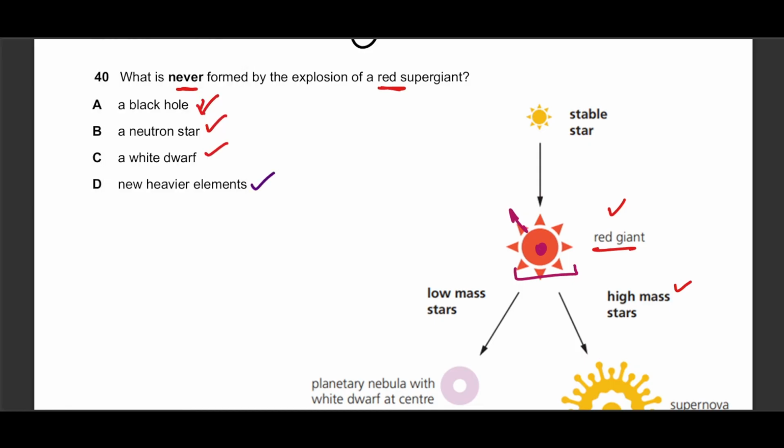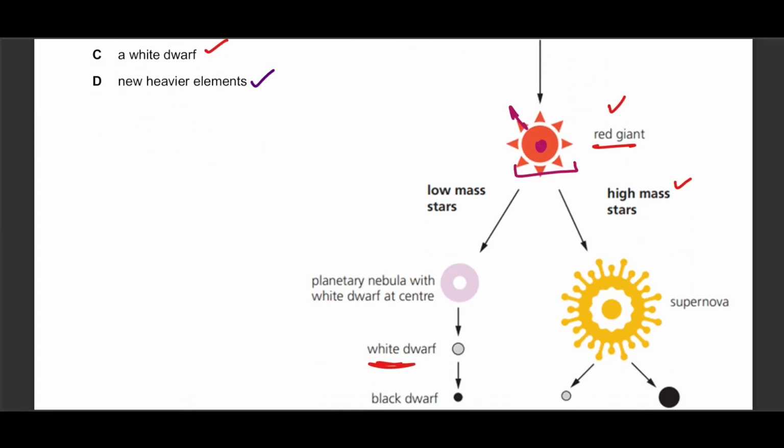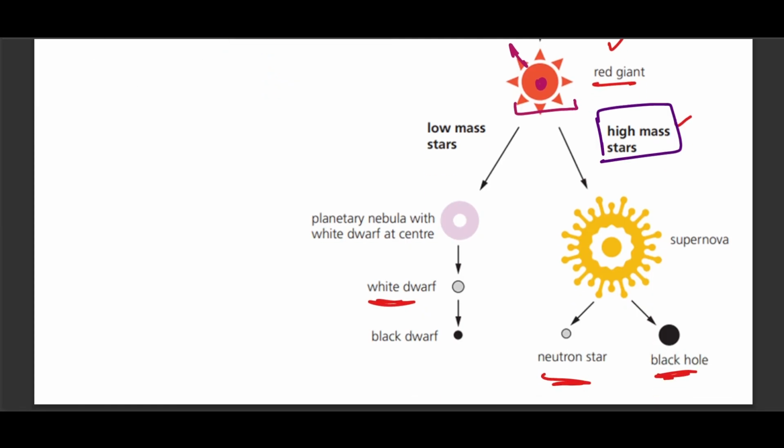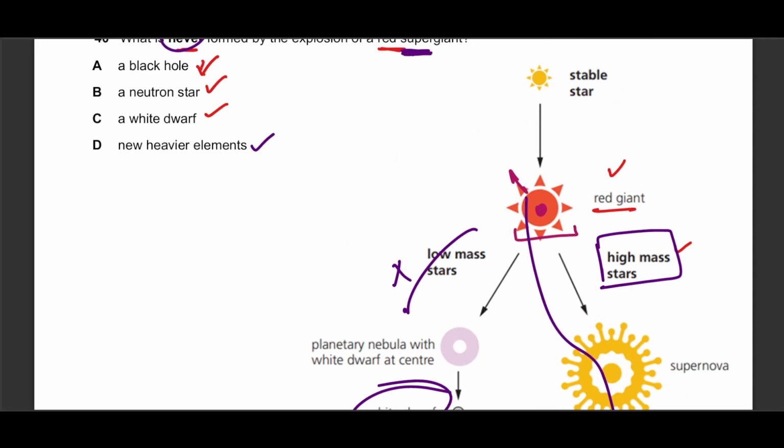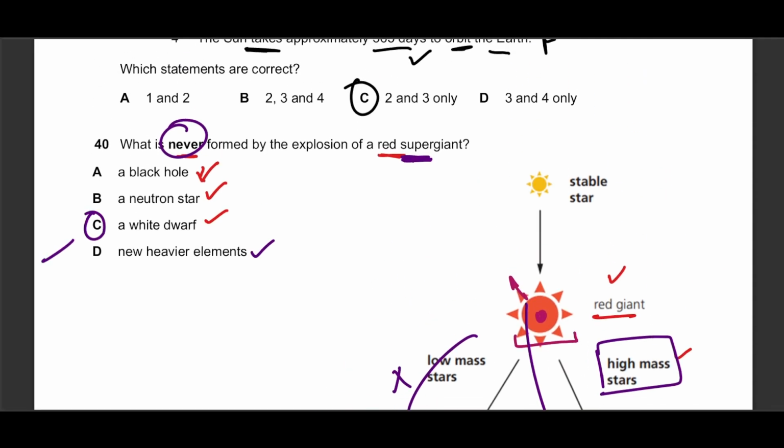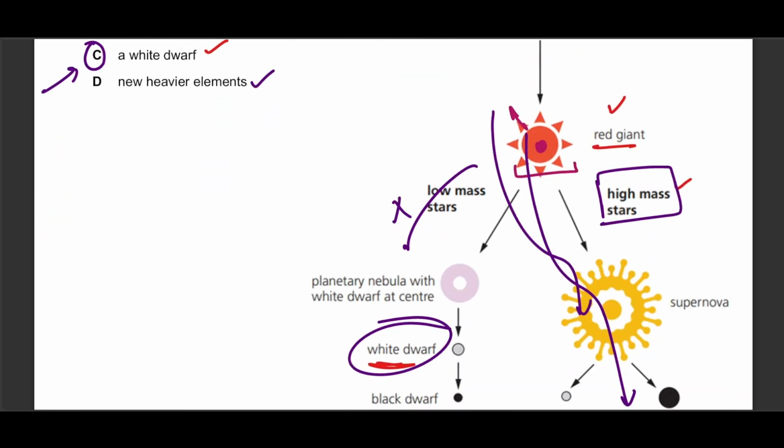So if everything is correct, then which one is wrong? Which is never formed. Then you have to pay attention to the word supergiant. You see, if it is a supergiant, it means it is a highly massive star. So you would be following this side of the system, not this one, which is why a white dwarf cannot happen. A white dwarf will never be a possibility because it's a supergiant. It's super massive. And if it is super massive, it will follow this line.